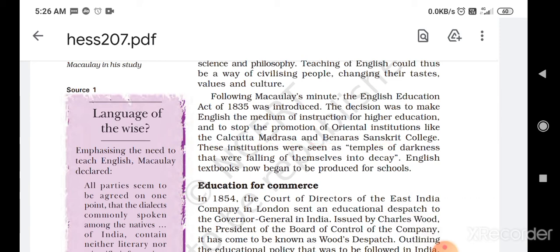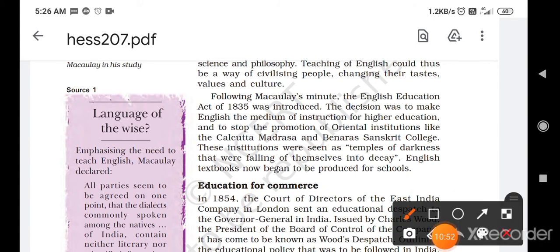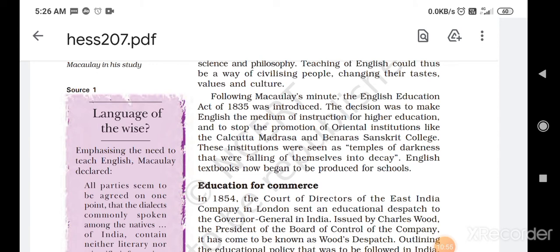Now, it was also mentioned in Macaulay's Minute that these institutions were seen as temples of darkness that were falling of themselves into decay. So it is a quite important statement. It can also come in your examinations with little grammar changes or sentence formation changes. So, temples of darkness that were falling of themselves into decay.